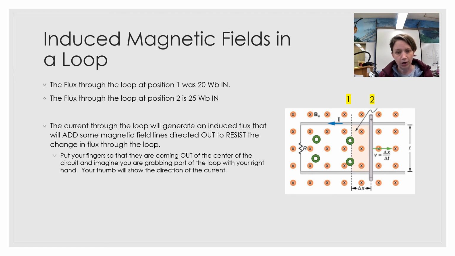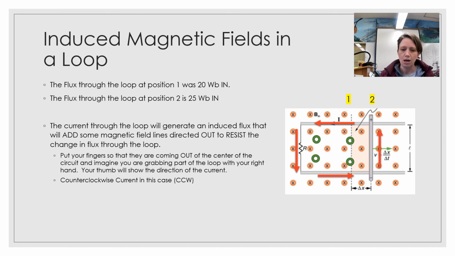So to figure out the direction of the current, imagine your fingers of your right hand coming out through the hole of that circuit and grab any part of the wire of the circuit with your right hand. And then your thumb is going to tell you what is the direction of the current through that wire at that moment. If you do this for any of those 4 wires, you're going to discover that the current continues in one contiguous loop. And in this case, it is in a counterclockwise direction around that circuit.